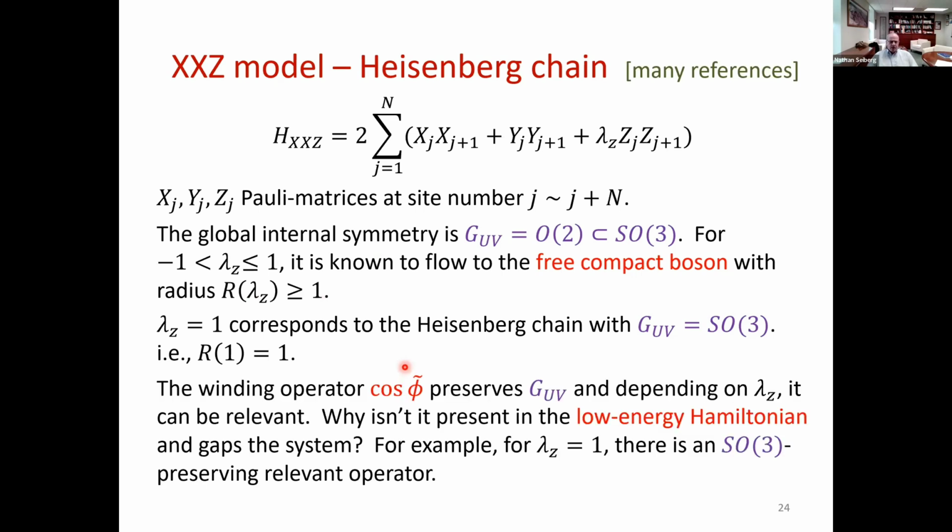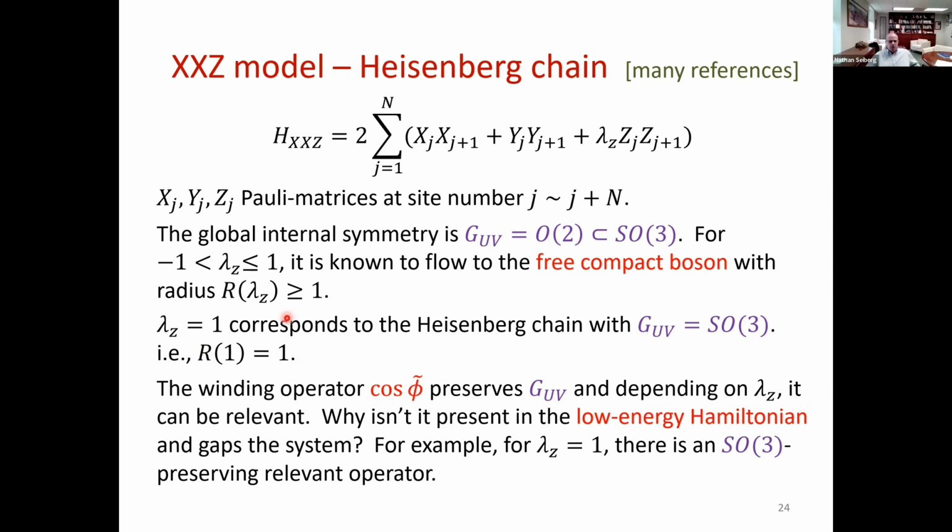Now, what about the winding operator cosine phi tilde? So imagine we try to write the low energy theory. It preserves G UV. It preserves the O2 symmetry. And depending on lambda Z, and therefore depending on the radius R, it might or might not be irrelevant.